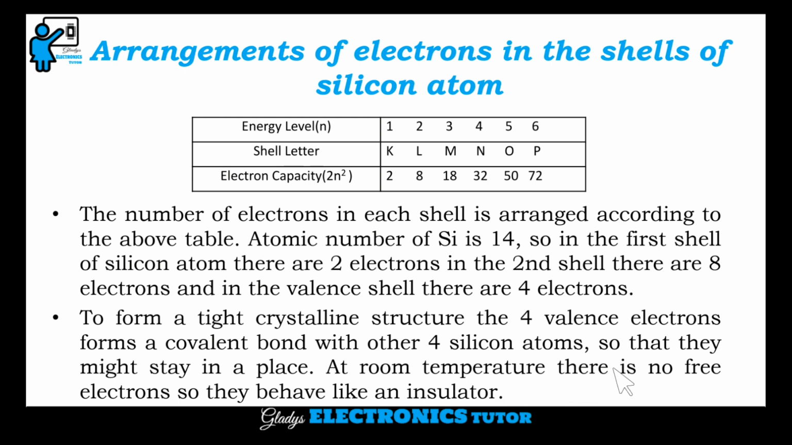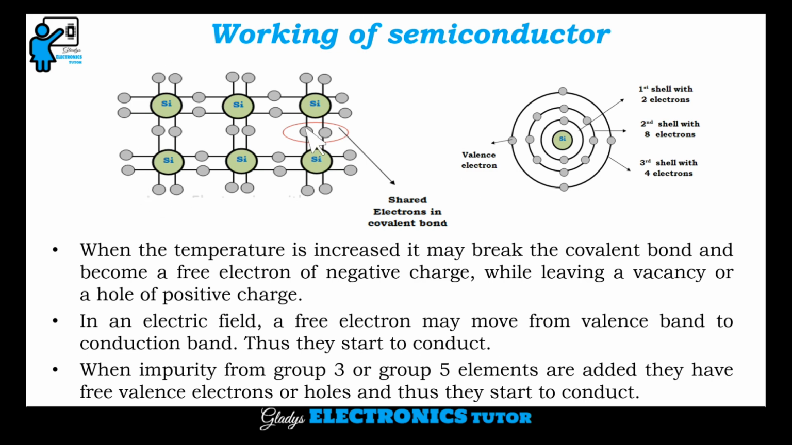At room temperature, there are no free electrons, so they behave like an insulator. We can see a covalent bond formed between the silicon atoms. The valence electrons are shared between the silicon atoms. Here in the first shell 2 electrons are there, in the second shell 8 electrons and in the valence shell 4 electrons are arranged.